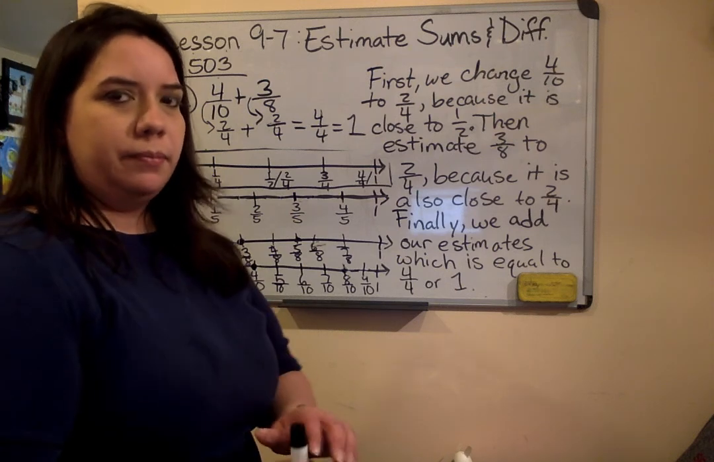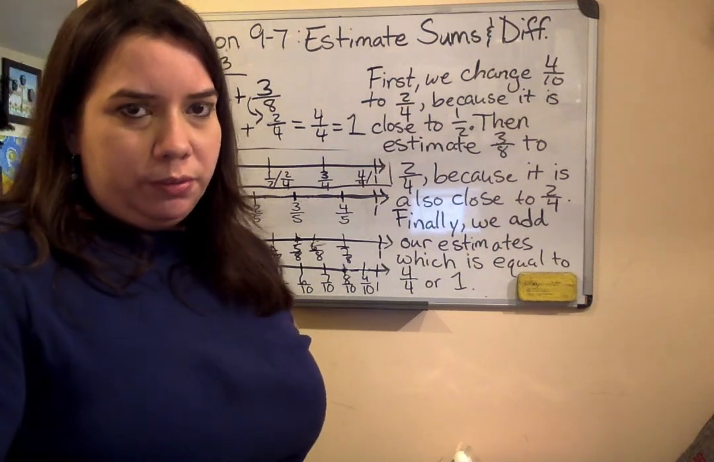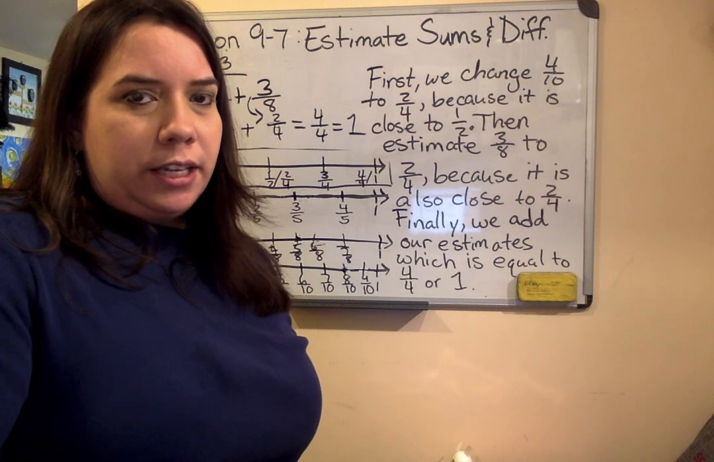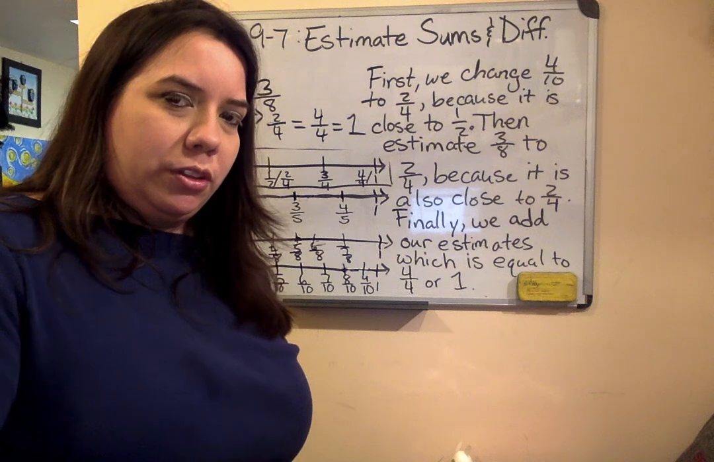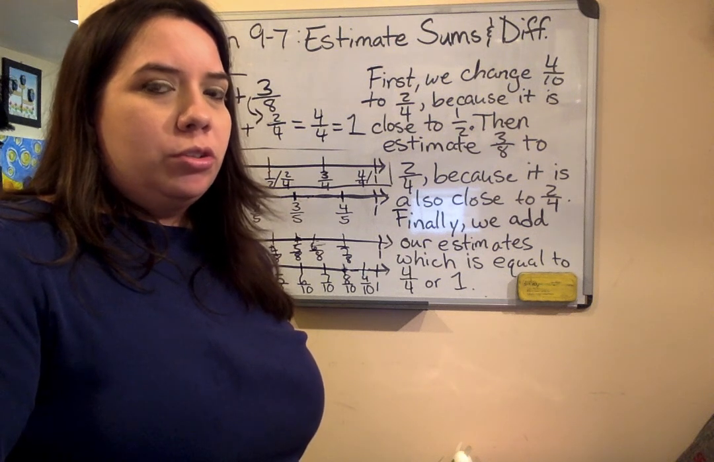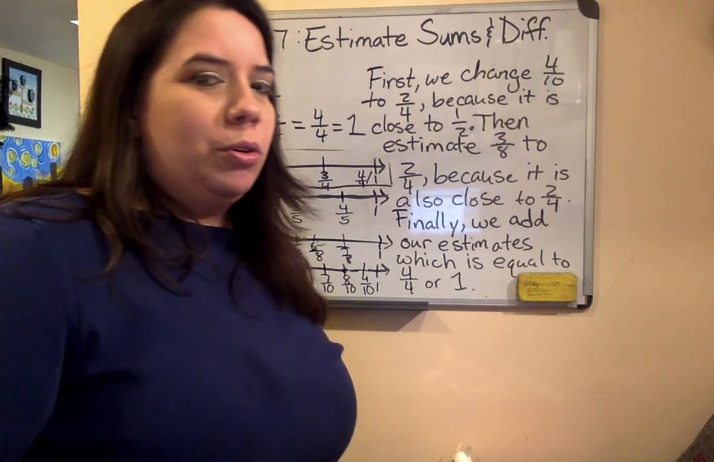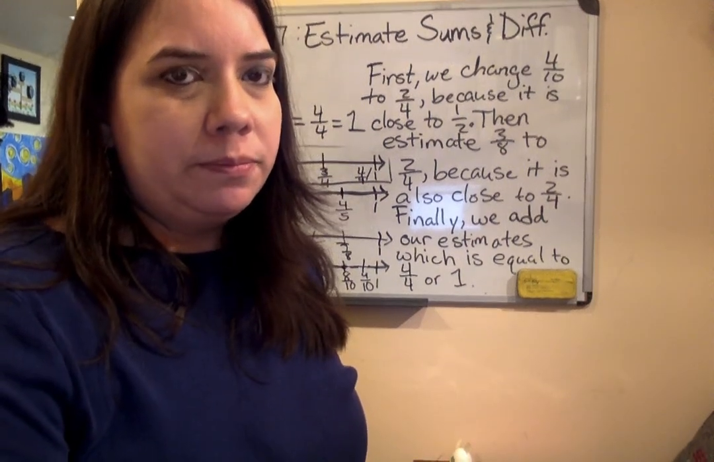Okay? So now we're going to go on to number 2. Vamos a mirar a número 2. Charlie said that 8/10 minus 1/5 is about 1/4. Do you agree? Charlie dijo que 8 décimos menos 1/5 es como cerca a 1/4. ¿Están de acuerdo de eso?